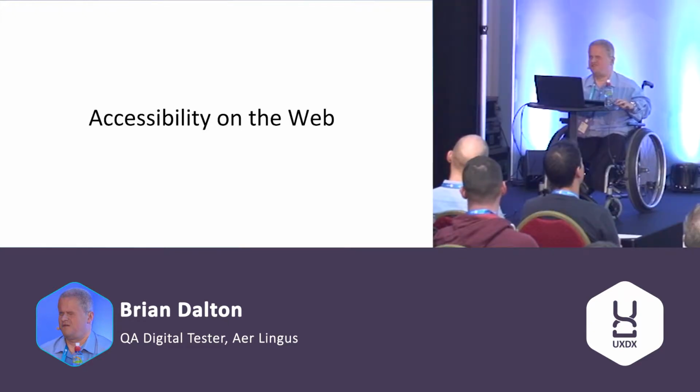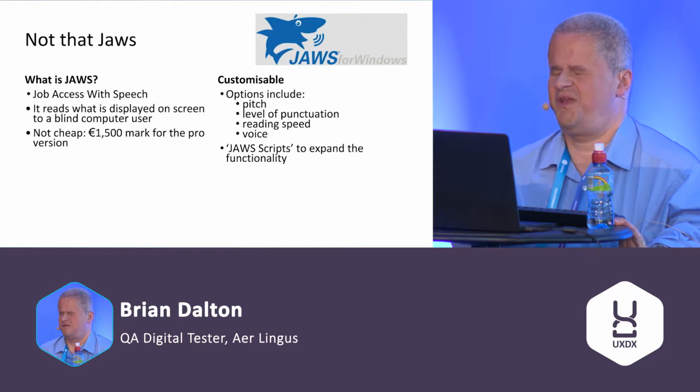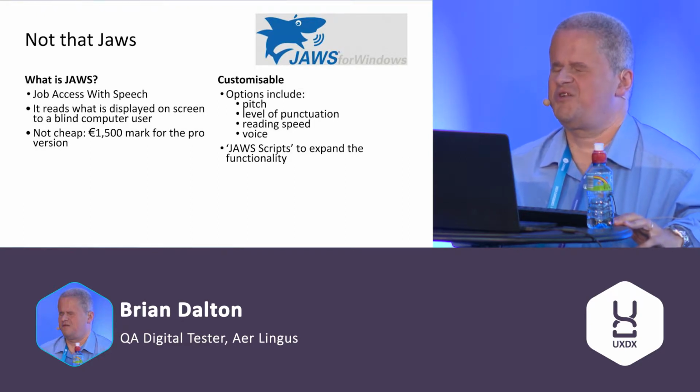So what is JAWS? It's more than just a shark. It is a screen reader, so it does what it says on the tin. It reads what's on the screen, as you've heard, to a blind or visually impaired user. It doesn't come cheap though. It's about €1,500 to buy the professional version of JAWS.